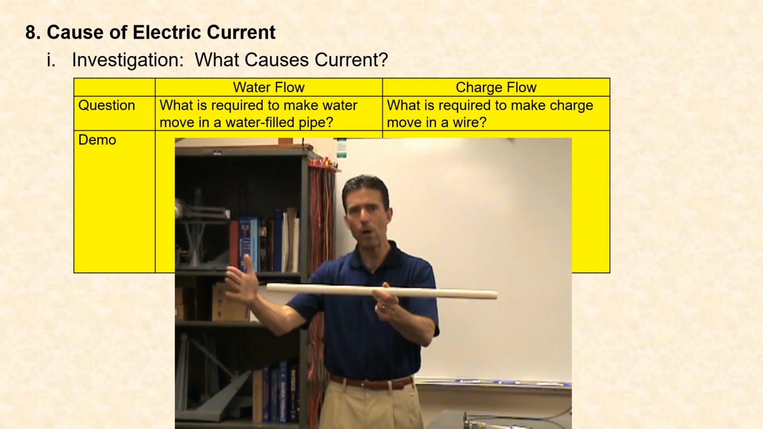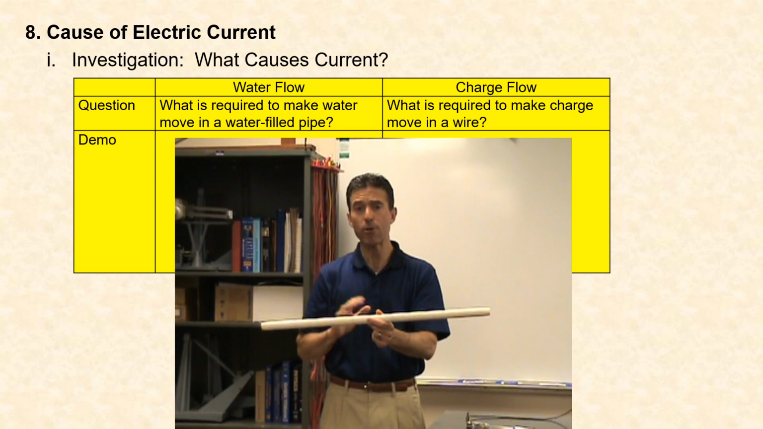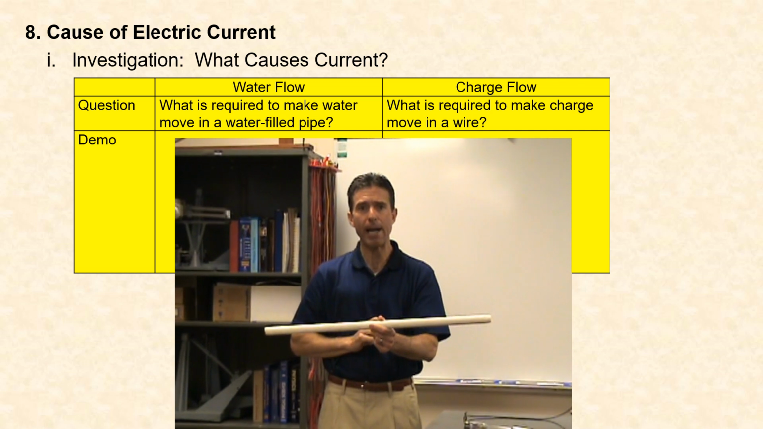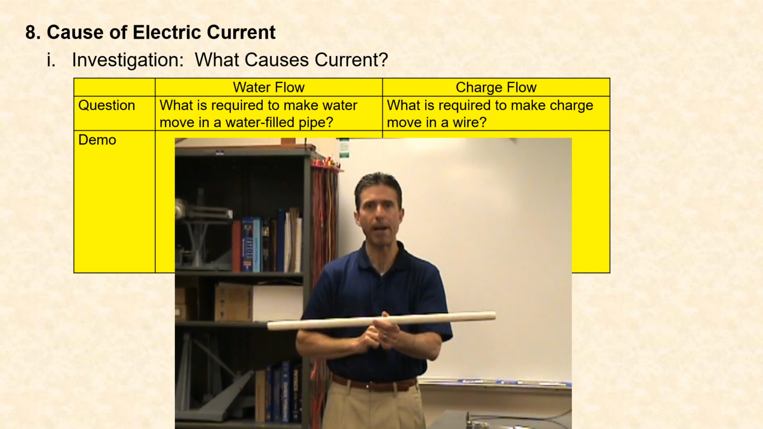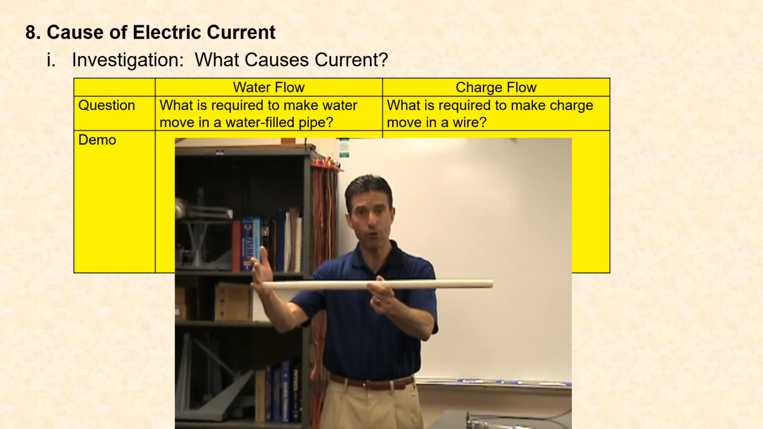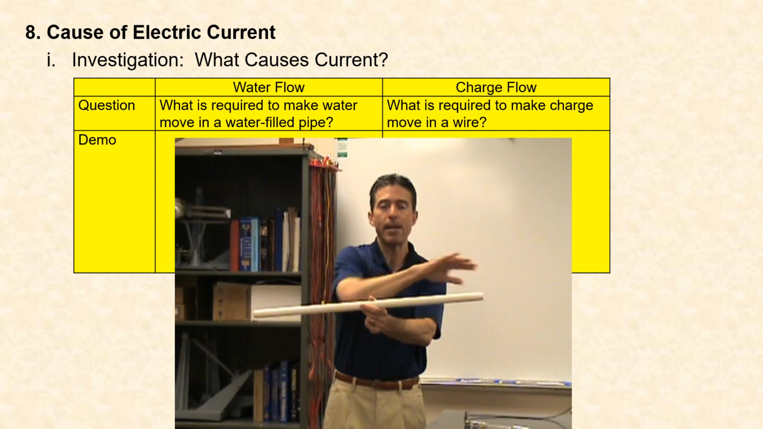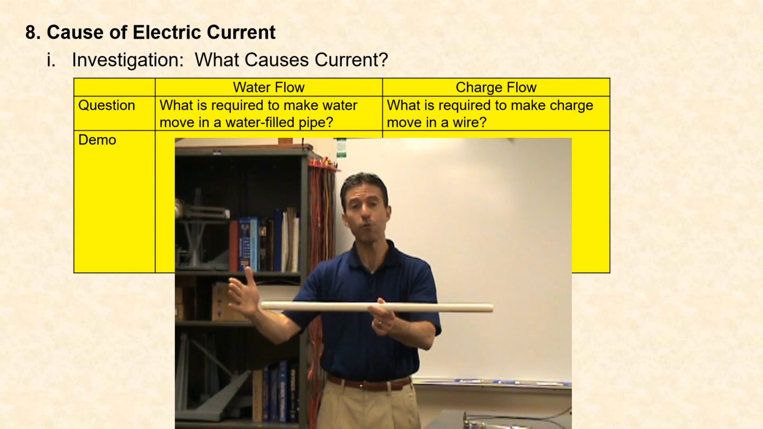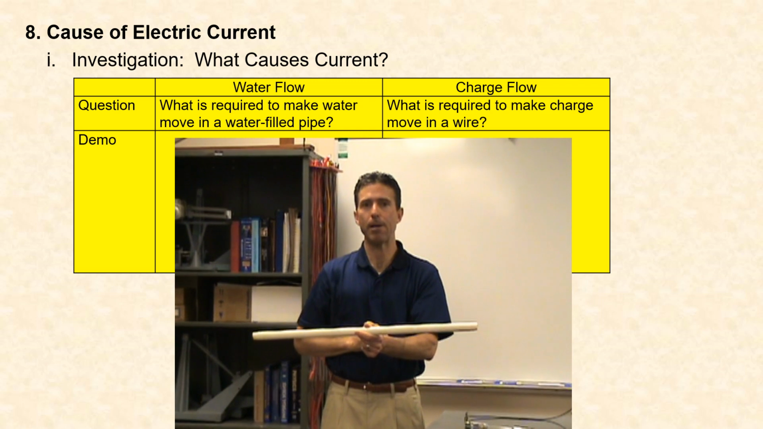If I had 1 million pressure units on one side of the pipe and 1 million pressure units on the other side of the pipe, we'd all agree there's a lot of pressure on the water in the pipe. But because there's no difference in pressure across the ends of the pipe, water's not going to flow. If I had 2 million pressure units on this side and only 1 million pressure units on this side of the pipe, now we have a difference in pressure across the pipe, and water will flow from the high pressure side of the pipe to the low pressure side of the pipe.